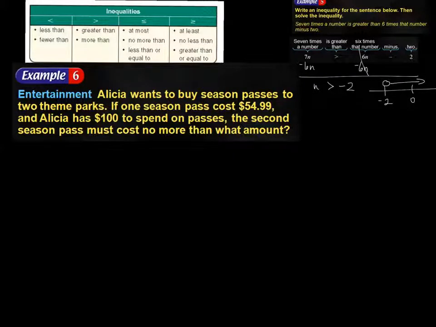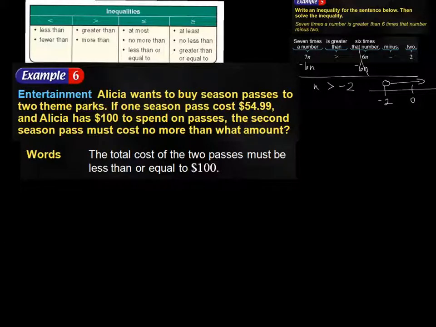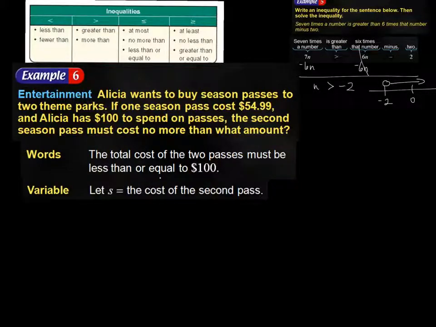Alicia wants to buy season passes to 2 theme parks. If one season pass costs $54.99, I don't know where she's going, and Alicia has $100 to spend on passes, the second season pass must cost no more than what amount? So simplifying the problem, we see the total cost of the 2 passes must be less than or equal to $100. They chose to let S equal the cost of the second pass.